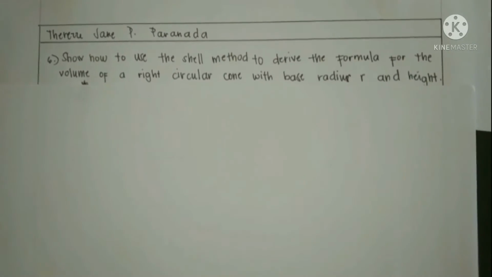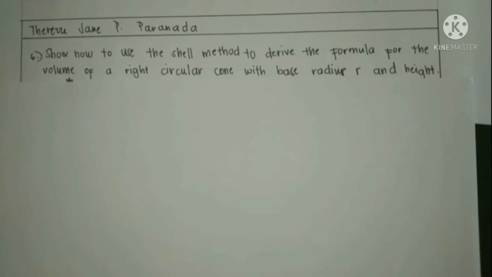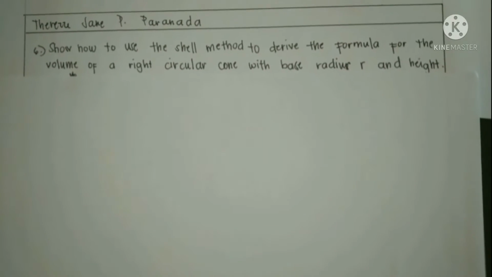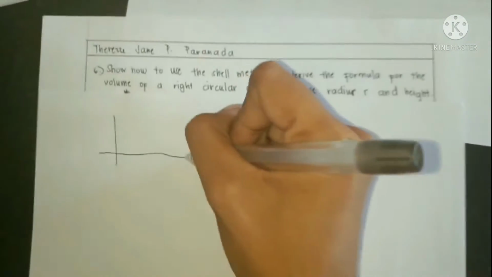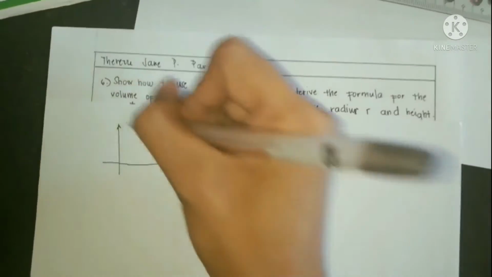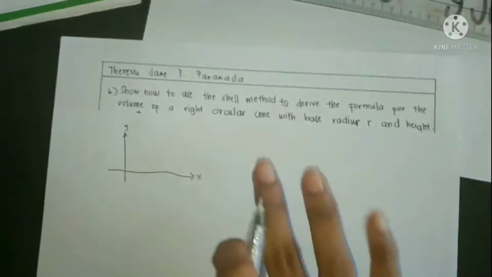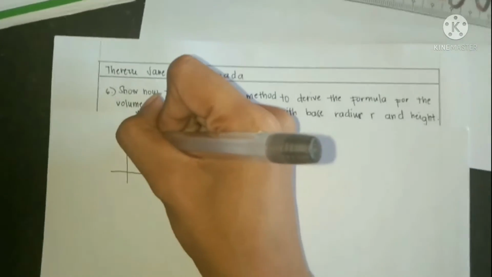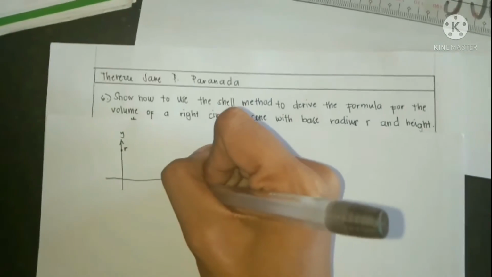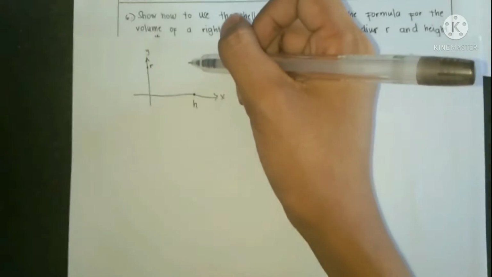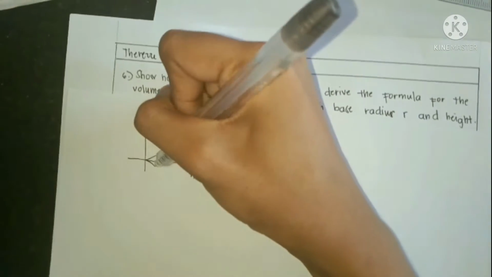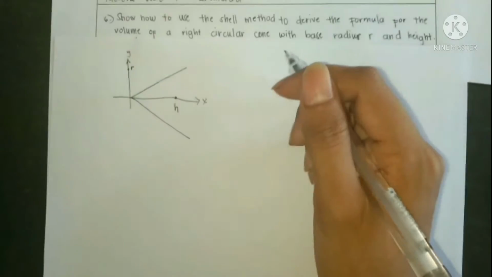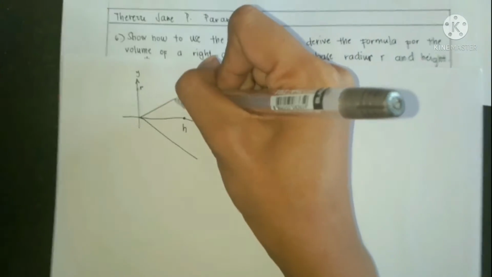So, the next problem is to show how to use the shell method to derive the formula for the volume of a right circular cone with base radius r and height h. So, we're gonna start from a simple graph. Coordinates are x and y. So we have a point here, gonna label it as r, and dito is h. So to find the volume of a cone, we need to visualize it. So gonna draw a line here and here. Yan. So gonna give you this cone.